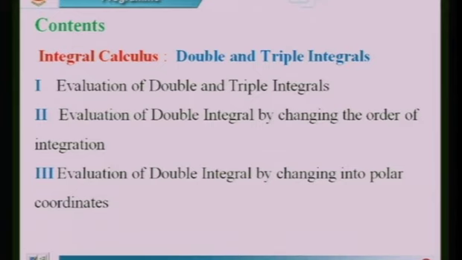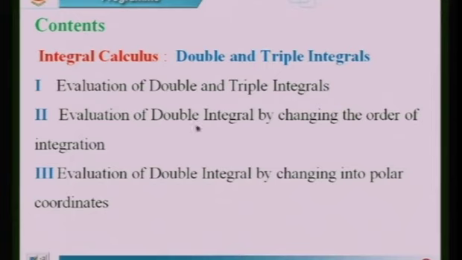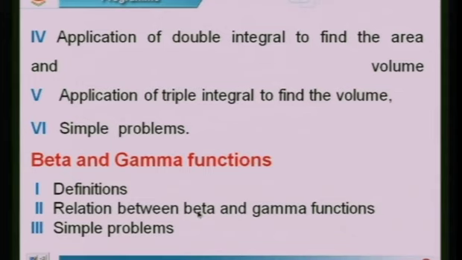In that, the further contents are evaluation of double integral and triple integral, evaluation of double integral by changing the order of integration, evaluation of double integral by changing into polar coordinates, application of double integral to find the area and volume, and applications of triple integral to find the volume. Both of these cases will be followed by problems. And the next topic connected to this integral calculus is beta gamma functions.